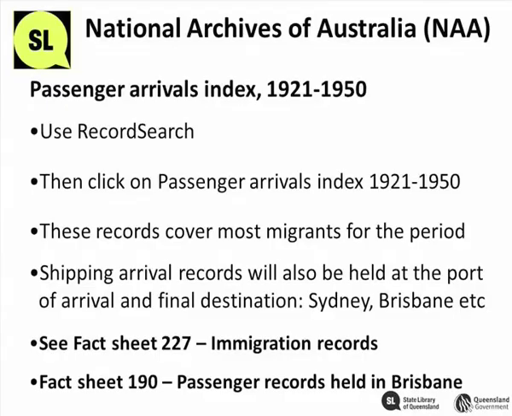National Archives, as Greg explained, there is a separate search for 1921 to 1950, and you need to actually go to Record Search and select the section on the right. They cover most of the migrants for the period. Shipping arrival records will also be held at the port of arrival and final destination.